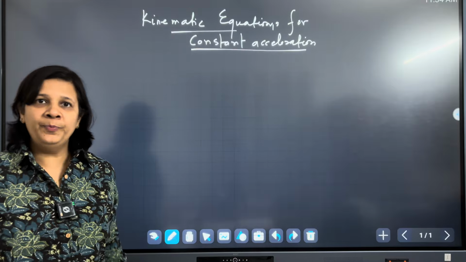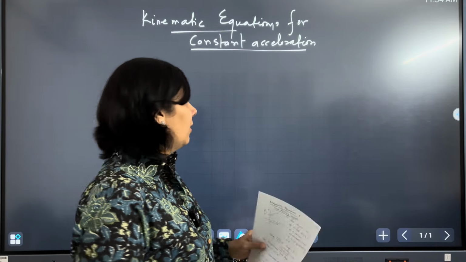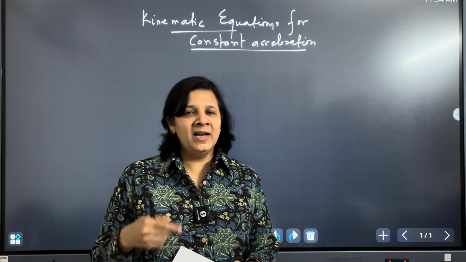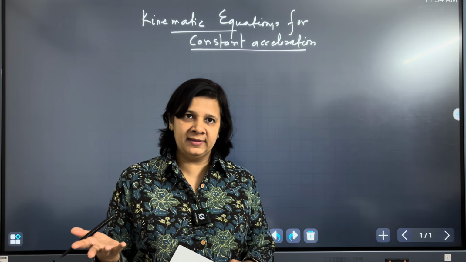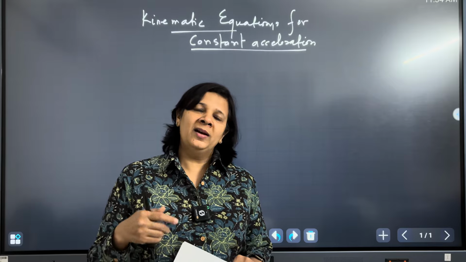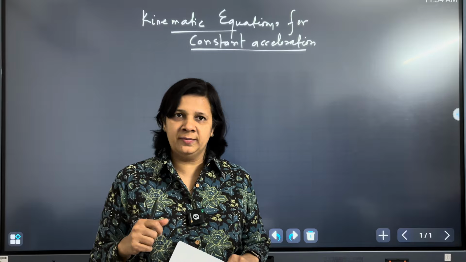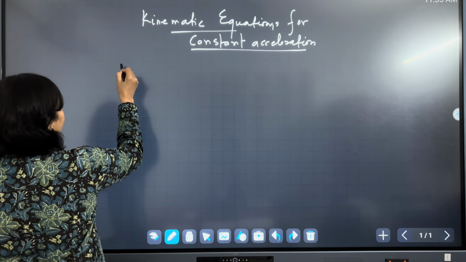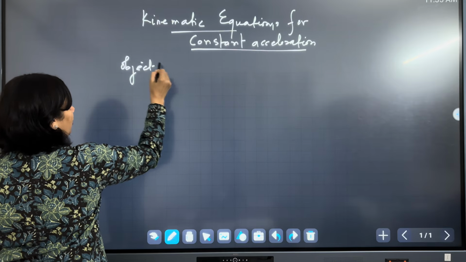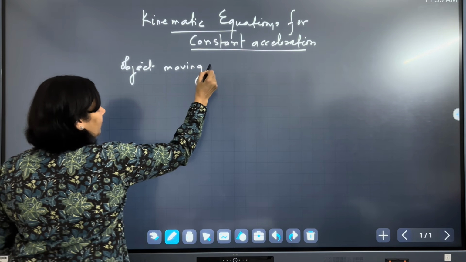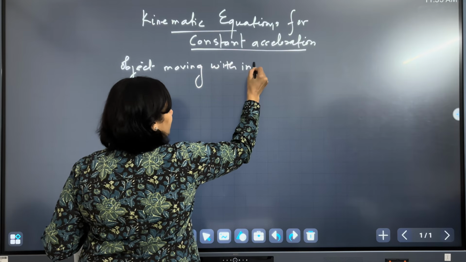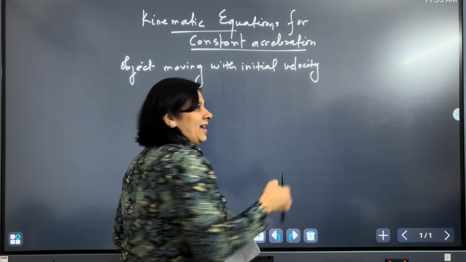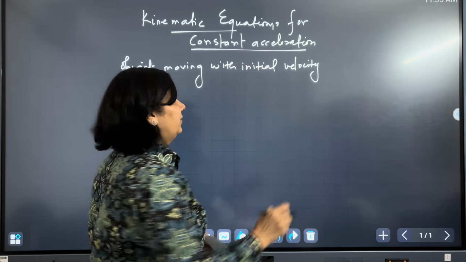Okay, now let me give you a situation where an object is moving with some initial velocity u. I can also take the object to be moving from rest, right? But now I want to write more general equation. So an object is moving with certain initial velocity u. So basically when the object is moving with velocity u, I start my stopwatch. Okay, that is the meaning of that.